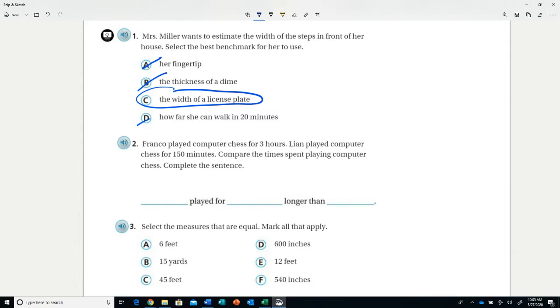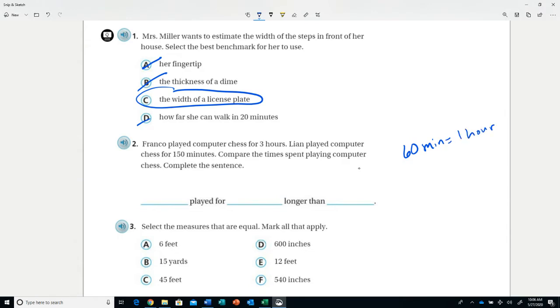Question 2. Franco played computer chess for 3 hours. Leon played computer chess for 150 minutes. Compare the time spent playing computer chess. Complete the sentence. Okay. So you're gonna have to pick. Let's take hours to minutes. So I know that there are 60. Oh my goodness! Like I can't even write. There are 60 minutes in 1 hour.